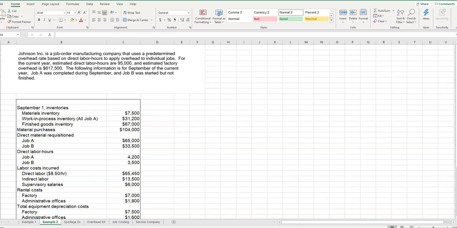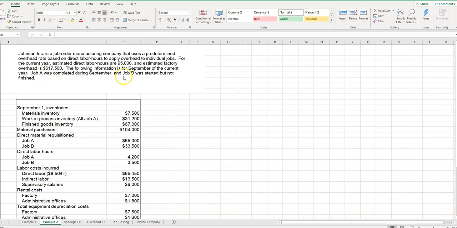Example 2 for chapter 4. So we have a job manufacturing company that uses a predetermined overhead rate based on direct labor hours. We have estimated direct labor hours for the year of 95,000 and total estimated costs of $617,500. We have some various information about 2 different jobs that we've been working on.